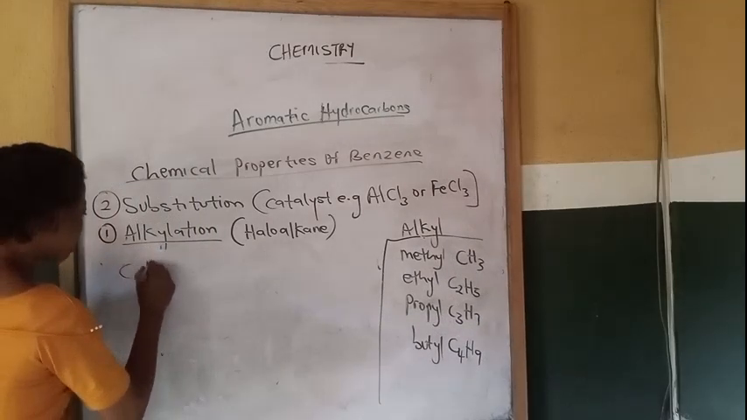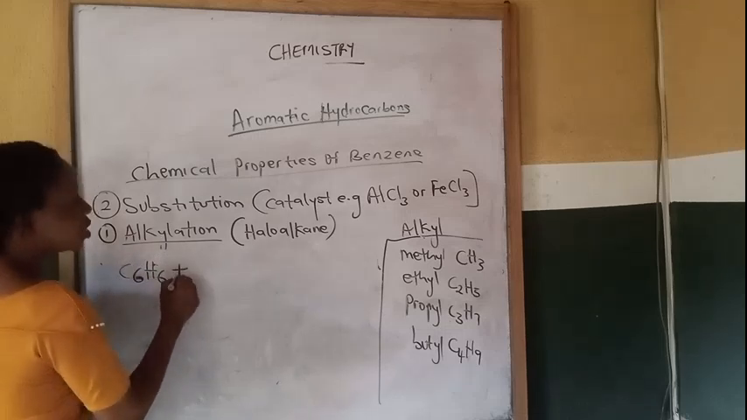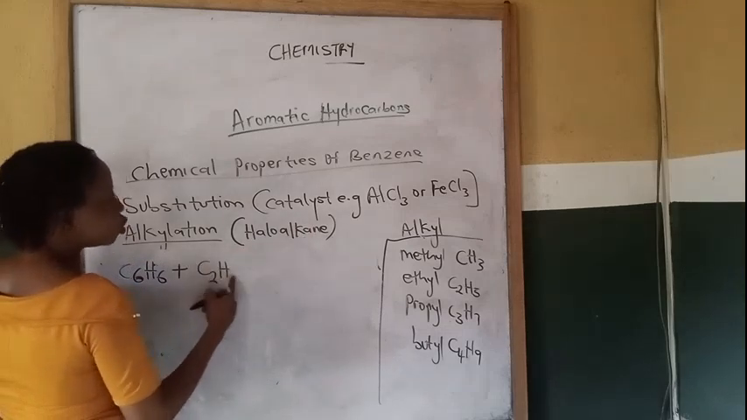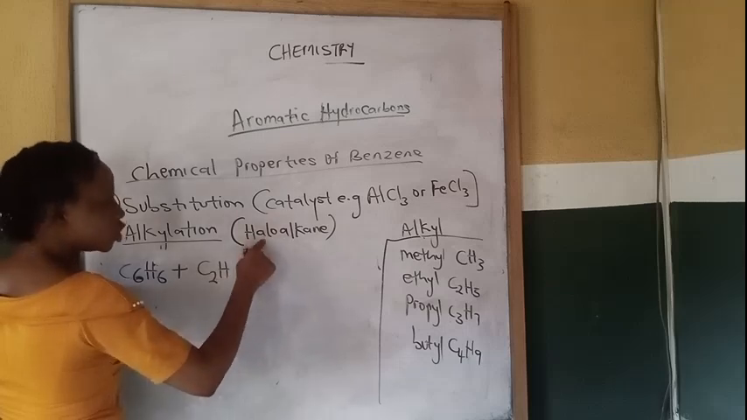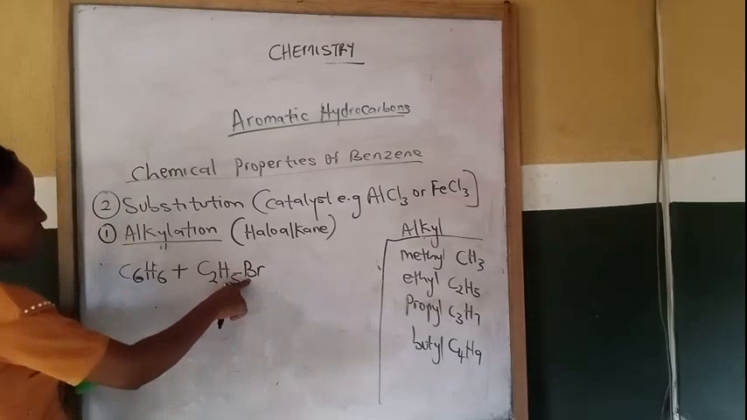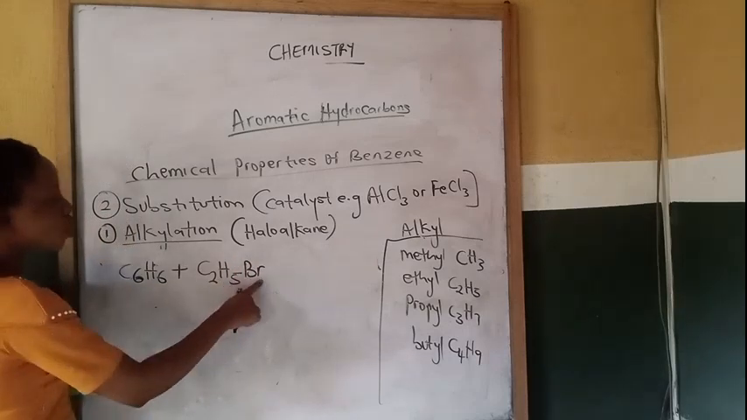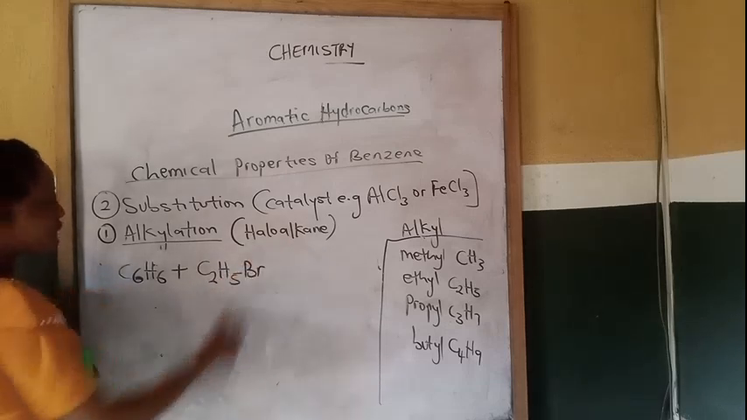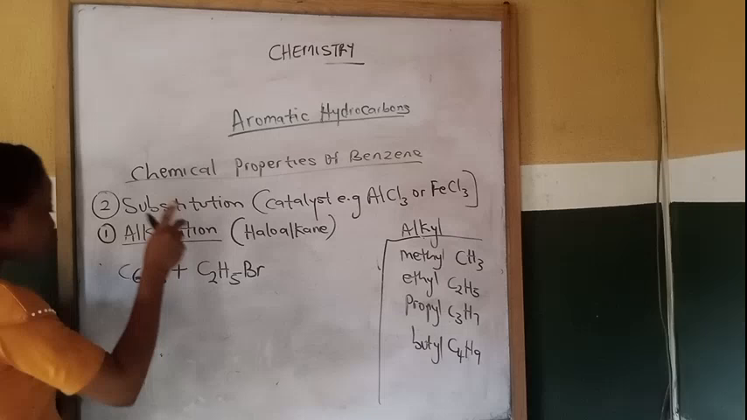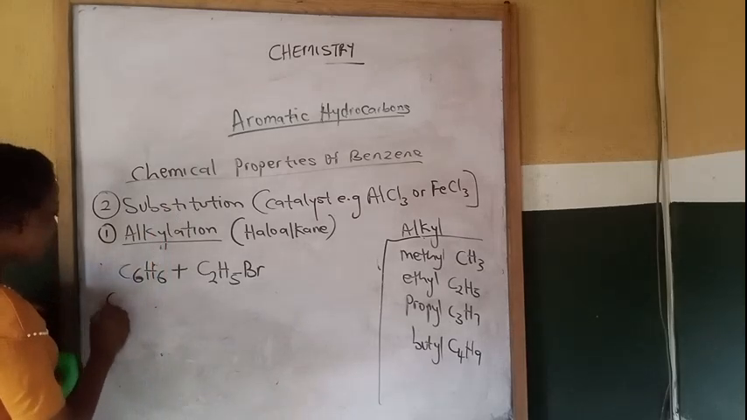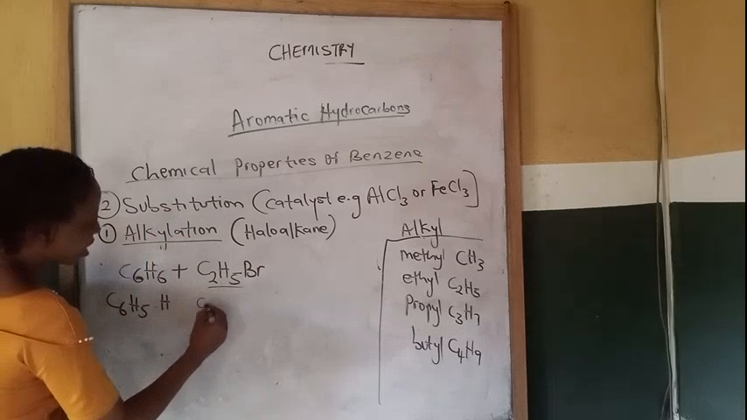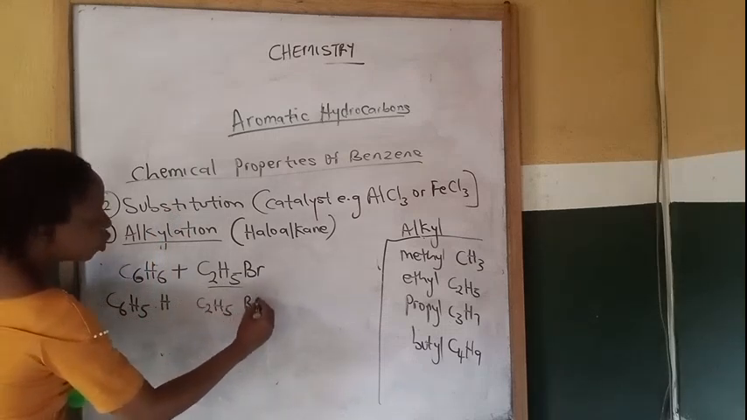Your benzene C6H6 plus, then I will use the second member of alkane. It should be C2H6, but there will be loss of one hydrogen atom for the halogen to come in. So that will be C2H5, then a halogen. Let me use another halogen. Bromine is a halogen. So C2H5Br. That will be bromoethane, because C2H5 is from alkane. Bromoethane and benzene. The benzene will lose one hydrogen atom, so that will be C6H5, then H. Then this one will decompose to an alkyl group, C2H5, and bromine.